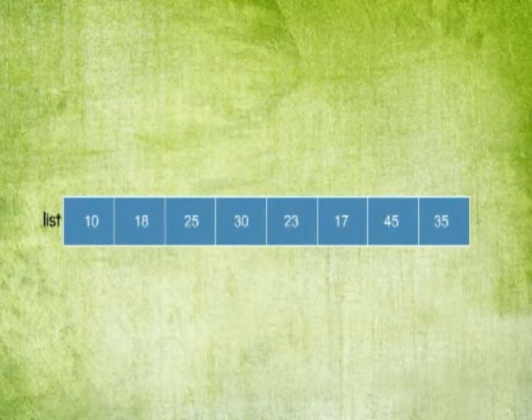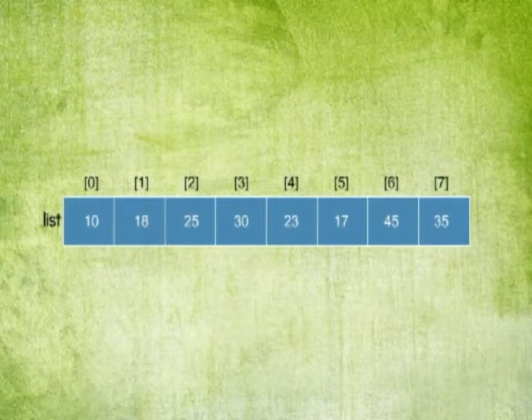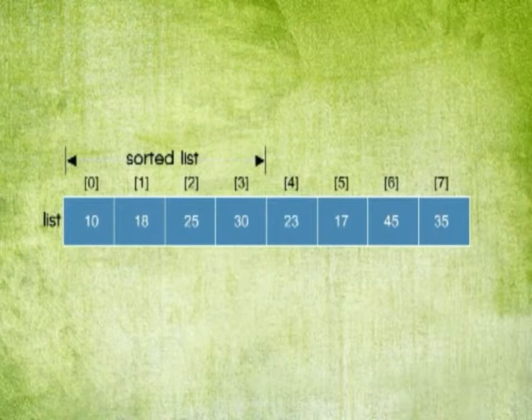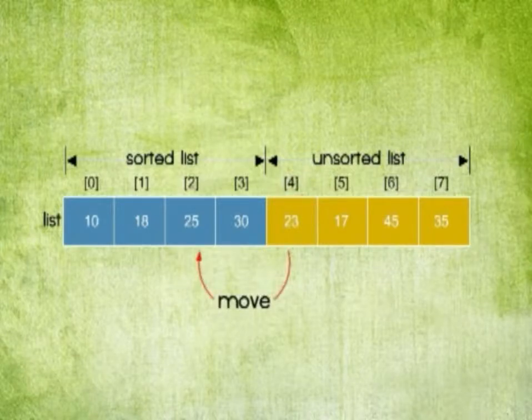Consider the following list. The length of the list is 8. The list elements list 0, list 1, list 2, and list 3 are already sorted in ascending order. The fifth element of array list is not sorted in ascending order. We need to move the fifth element of list to its proper location at the third element.